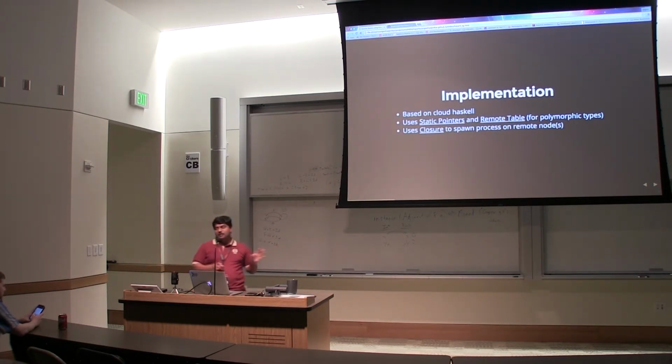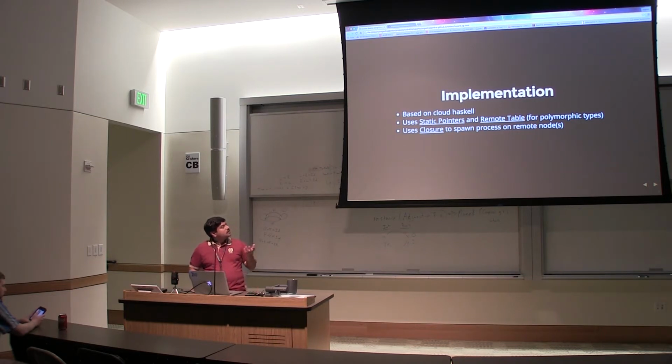The implementation that I had is really simple. I based it on Cloud Haskell. I also used static pointers and remote tables, which is for the polymorphic types. We'll come to that in a minute. Basically, I use a closure to spawn the process and job onto a remote node.